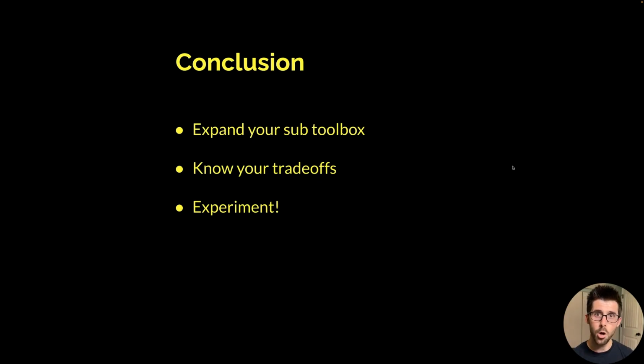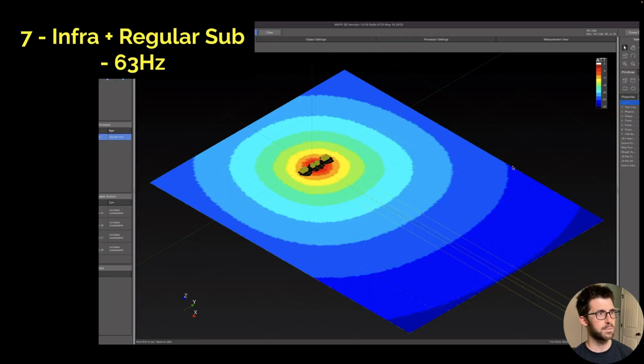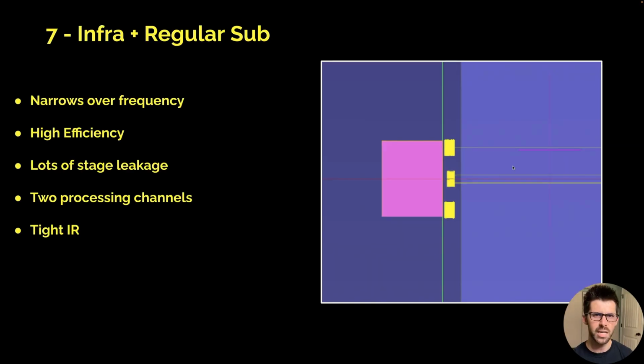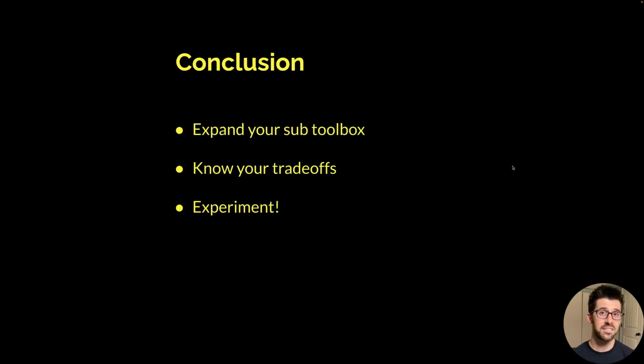I want you to know your trade-offs. So with each array, know these specific criteria that we talked through: the coverage angle, their efficiency, the stage leakage, the number of processing channels, and the impulse response feel all play into which one you want to choose. And lastly is experiment. If you have a repeating show, maybe a summer concert series where you're going to get the same stage 8 weekends in a row, try different subarrays. See if you can get the best feeling one with the number of enclosures that you have.